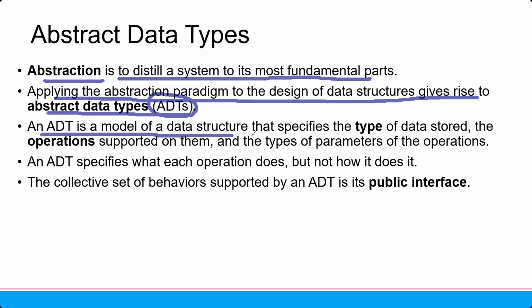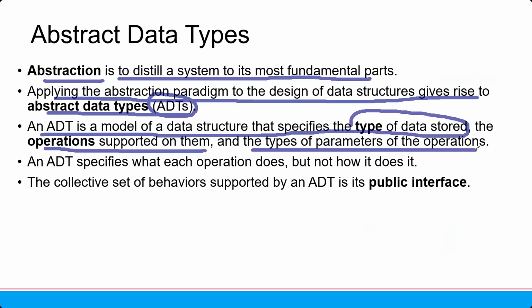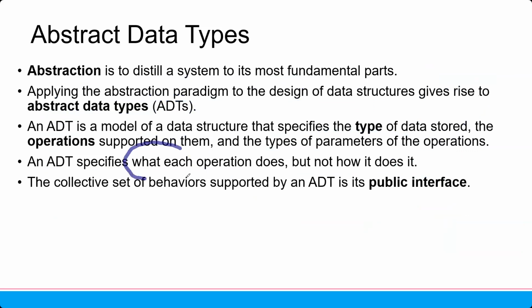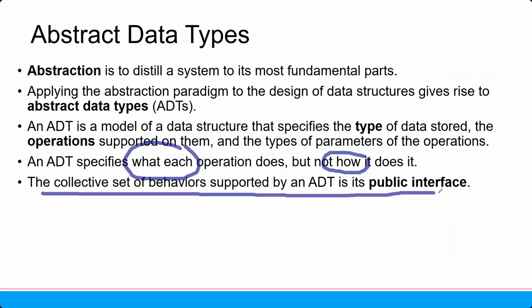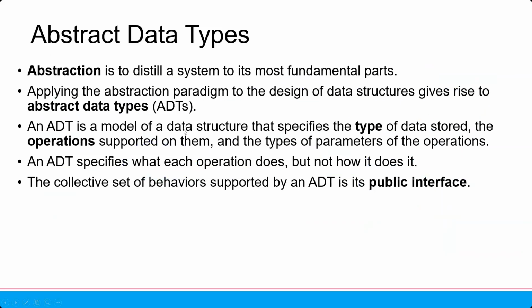So ADT is a model of data structure that specifies the type of data stored, the operations supported on them, and the types of parameters of the operations. An ADT specifies what each operation does, but not how it does it. So it just explains about what, but not about how. The collective set of behaviors supported by an ADT is its public interface. I will not explain the public interface. I will just explain about ADT, how we can make the ADT.